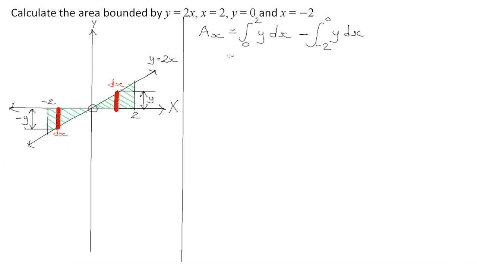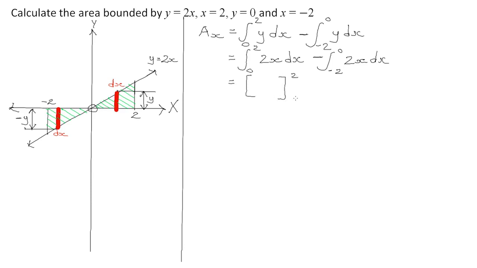And now you substitute. Obviously, the integral 2 is to 0, y is 2x dx, minus exactly the same thing, 0, negative 2, y is also 2x, because it's one graph, dx. I hope you all are with me. Now we're going to integrate. This here, remember you must now work it out separately.